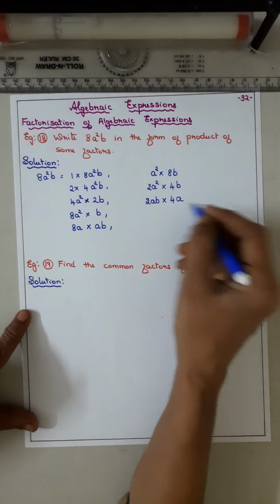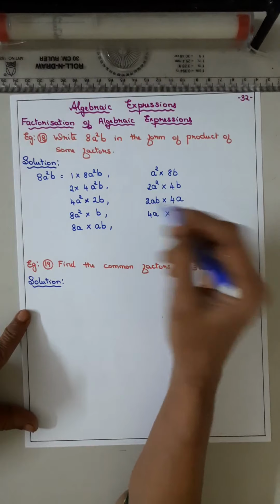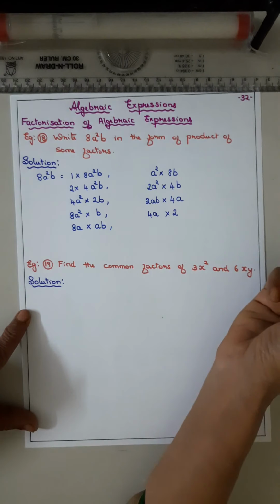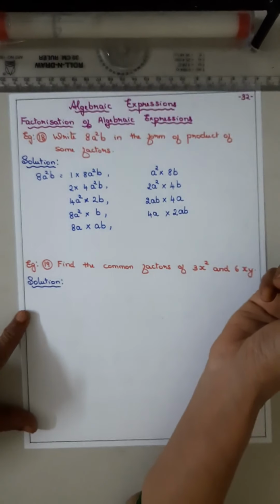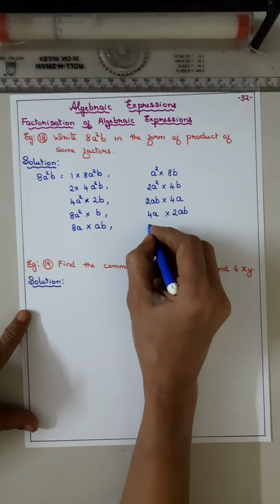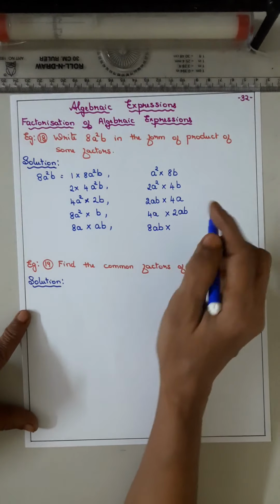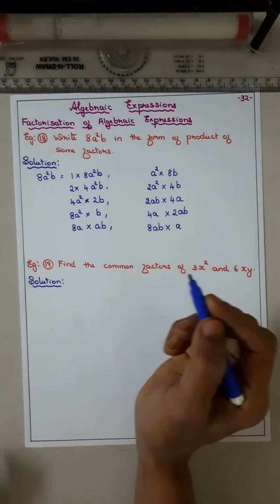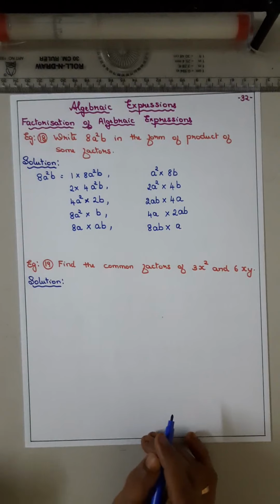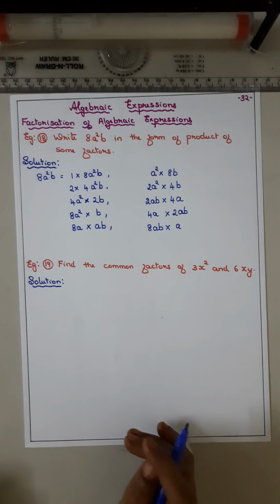Now if we write 4a, 4 twos are 8, 1a is written, so remaining is a, b. If we write 8ab, what's remaining there? 1a. So you can make as many as possible. Usually they will be asking to write 3 or 4 like that. So here I tried some, 10, isn't it?